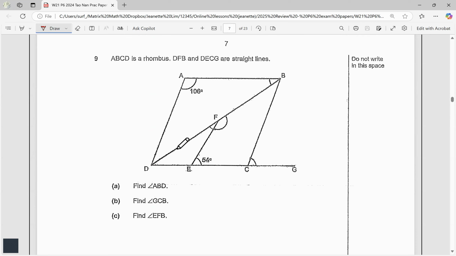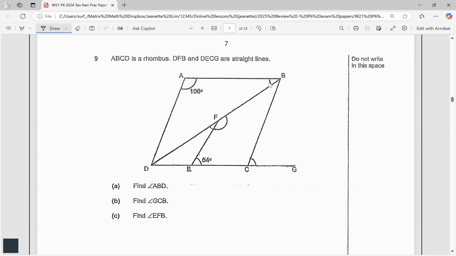Question 9, ABCD is a rhombus. With a rhombus, you need to know two things. One is that all the sides are equal, and the other is that there are two pairs of parallel lines. Then you have DFB straight lines, and DECG also a straight line. Find angle ABD, which is the angle marked out here.